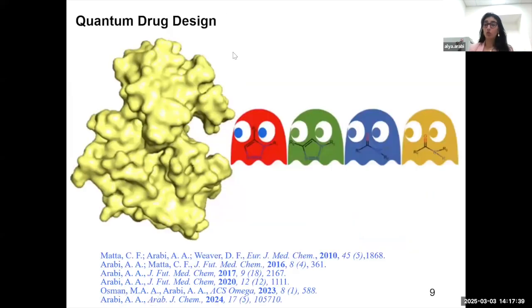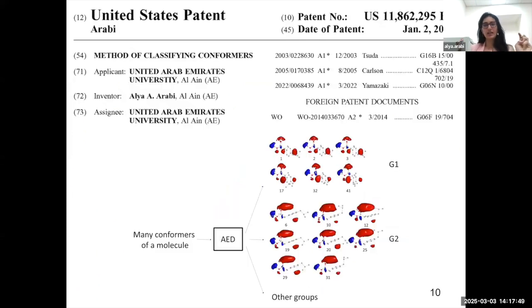Next, I will talk to you about a quantum tool that we have developed to facilitate drug design. For this, we had 2 US patents approved. Here, I'm showing the idea of the first US patent, where we're taking a drug molecule, but it has so many conformers. So we calculate the AED for each of the conformers in the molecule, and then we do the classification to give these clusters. So what the tool does is it gives clusters of conformers where you can see per cluster, you see the same pictures.